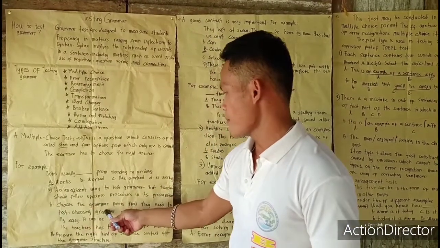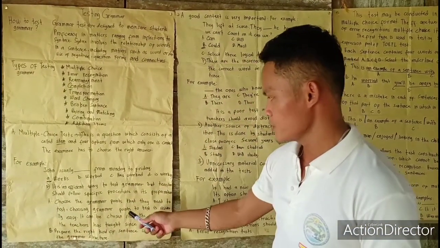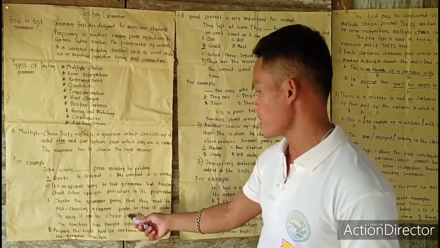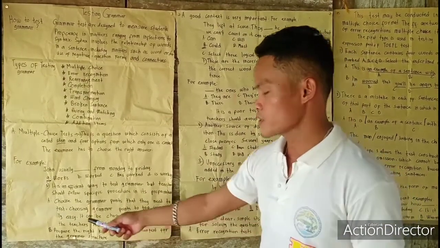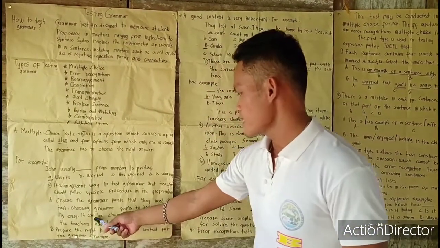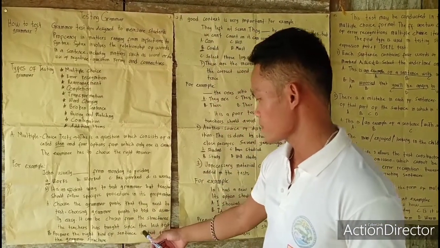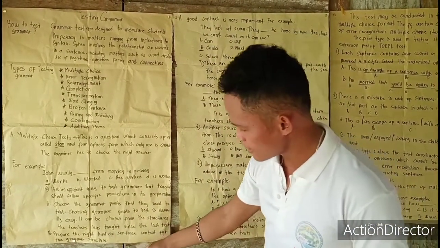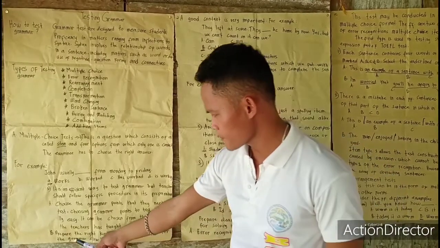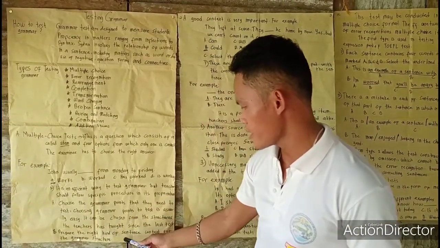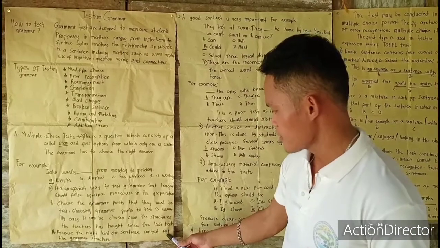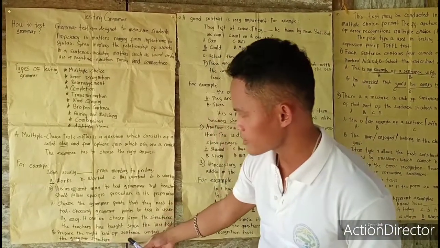A. Choose the grammar points that they need to test. Choosing grammar points to test is usually easy. It can be chosen from structures the teacher has taught since the last test. B. Prepare the right kind of sentence context for the grammar structure.